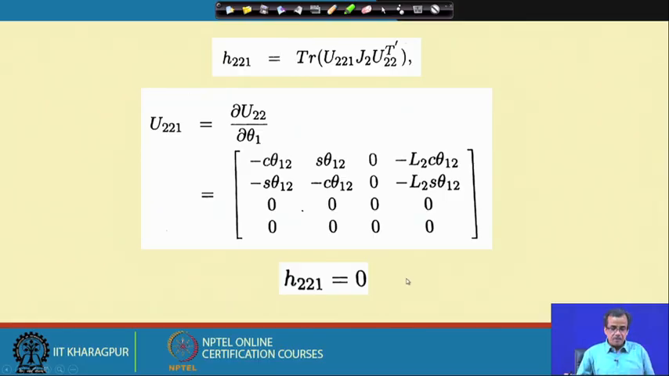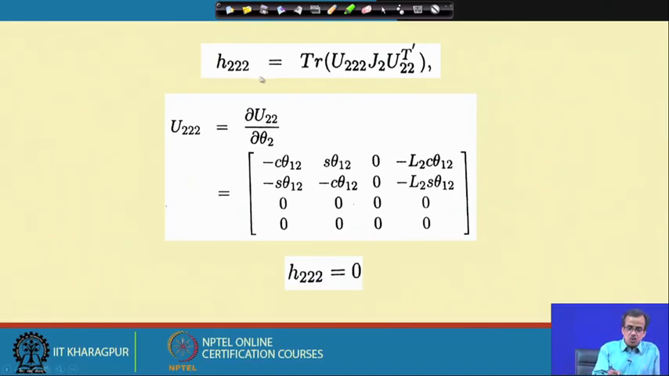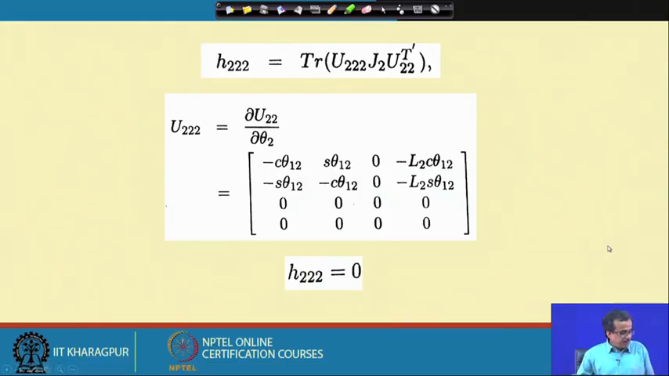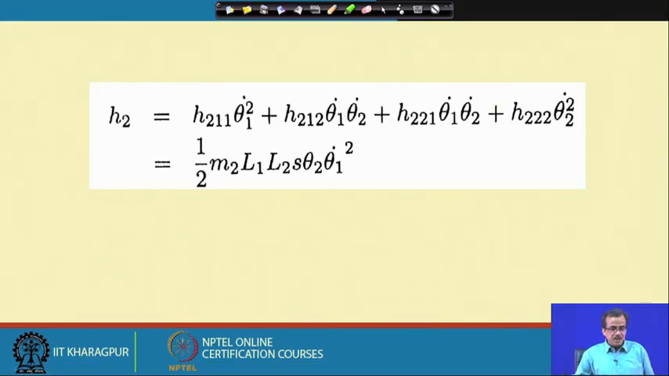Then comes h 222. This is nothing but the particular expression which you have already derived. Here u 2 2 2 is nothing but the partial derivative of u 2 2 with respect to theta 2, and if you find that, you will be getting this particular matrix, and the other matrices are also known. So if you multiply these 4 cross 4 matrices and take the trace value, that is equal to 0. Following this method, we can find out all the h values.